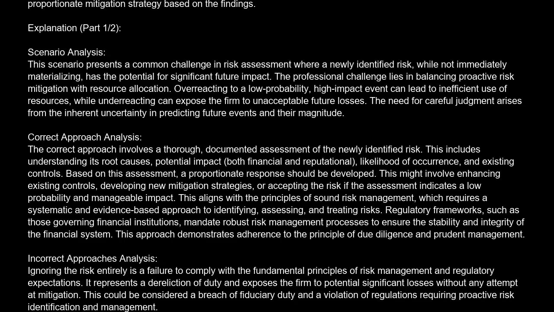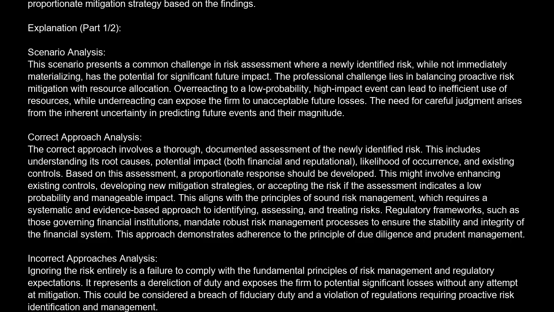The correct answer is C. Conduct a comprehensive risk assessment to determine the likelihood and potential impact of this risk, and develop a proportionate mitigation strategy based on the findings. Explanation. Scenario analysis. This scenario presents a common challenge in risk assessment where a newly identified risk, while not immediately materializing, has the potential for significant future impact.